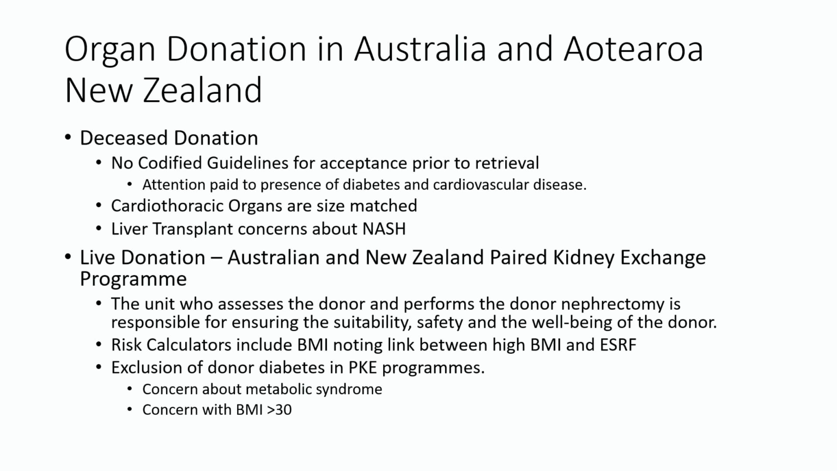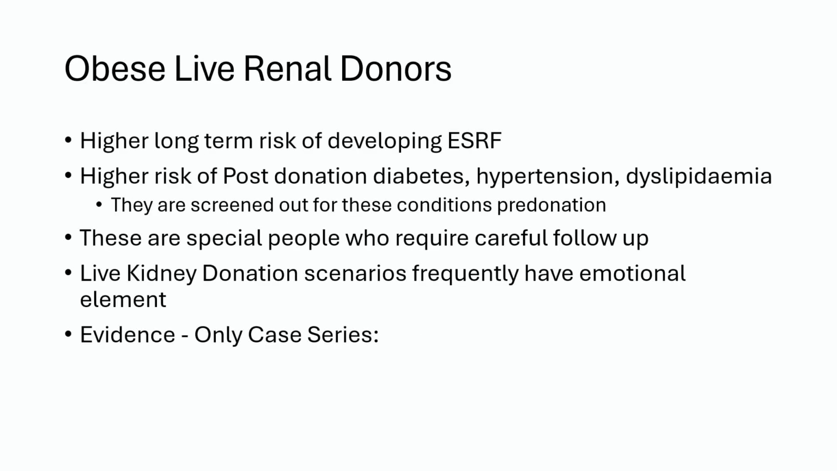I'd also like to say a few words about organ donors. Again, our guidelines are phrased in a way to maximise acceptance of donors, but the key to this for the live donor is the concern about lifetime risk of diabetes and end-stage renal failure. Commonly, our physicians use risk calculators, but all of these calculators include BMI. And so there's concern even with BMI over 30. Live donors are special people, and treating them is a privilege.